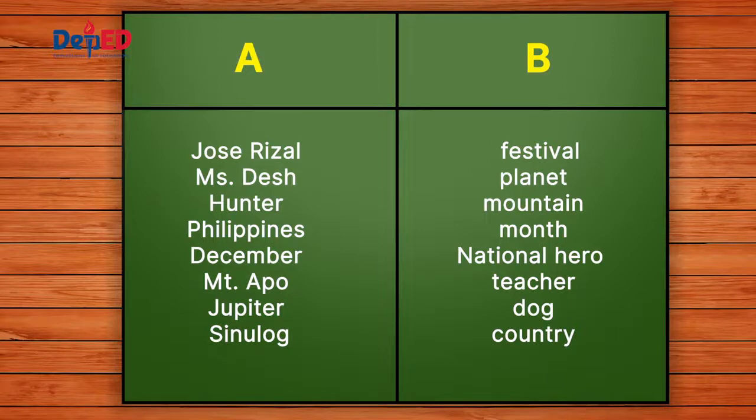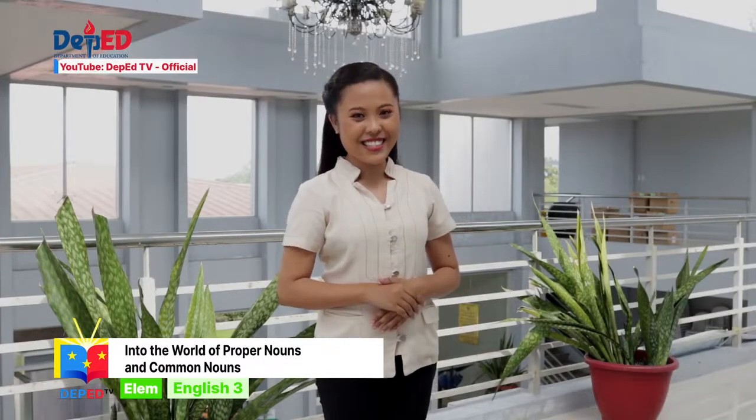Now let us check your answers. Jose Rizal is a national hero. Miss Dash is a teacher. Hunter is a dog. The Philippines is a country. December is a month. Mount Apo is a mountain. Jupiter is a planet. Sinulog is a festival. Did you get all the correct answers?